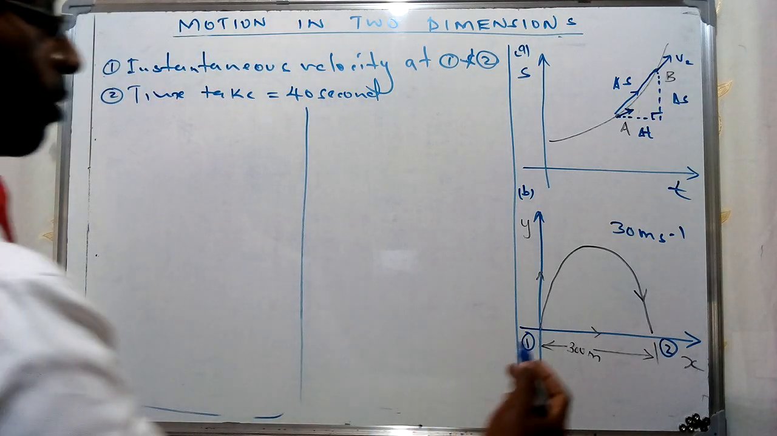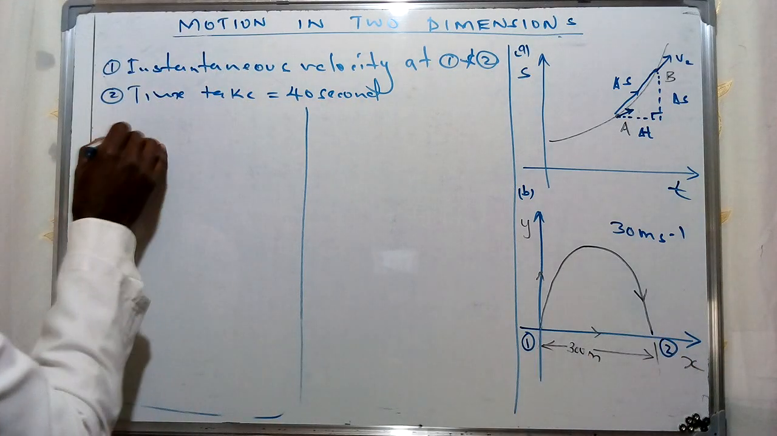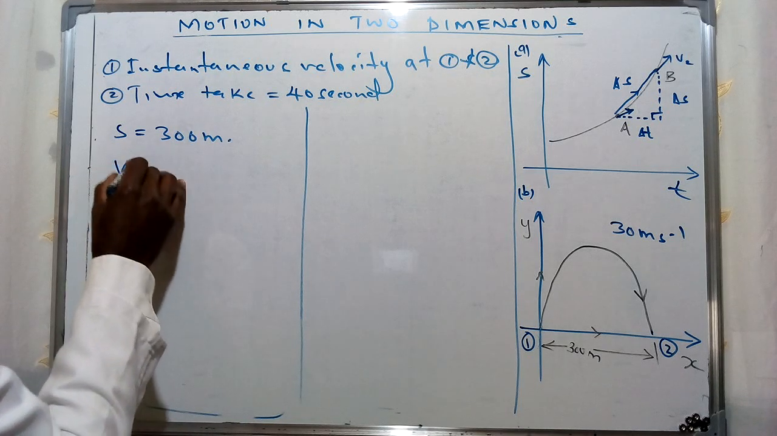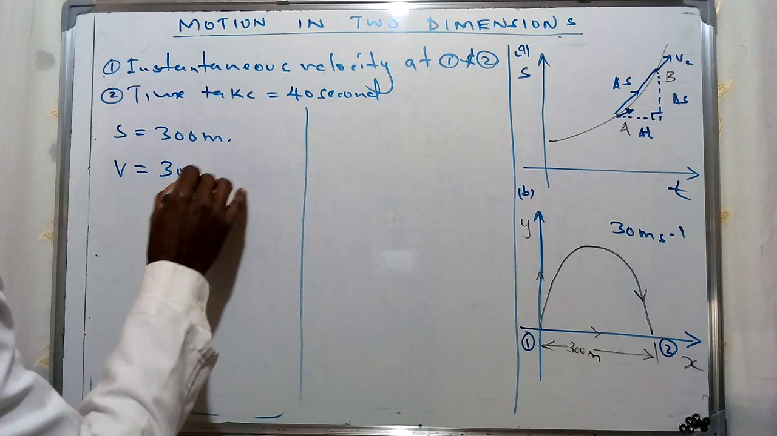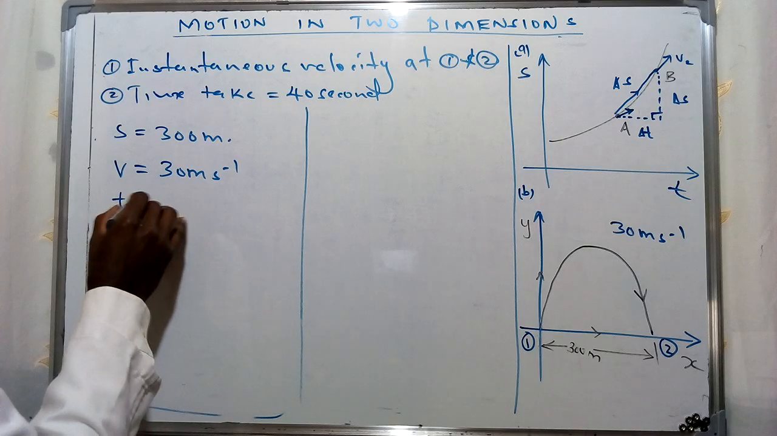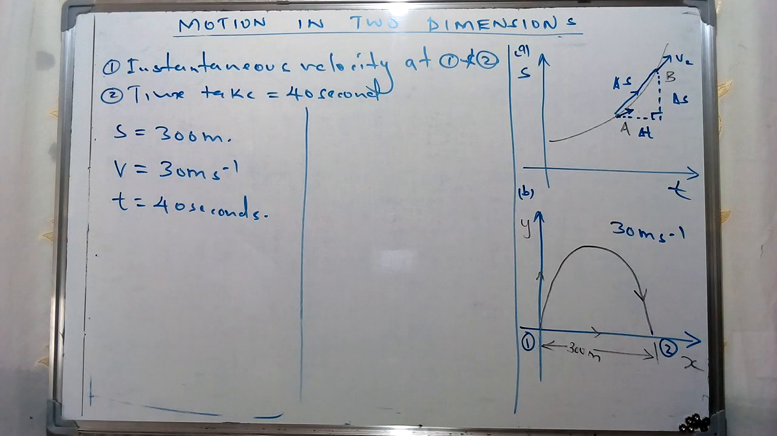So we have been told that a car moves along this racetrack from point A to B, which is 300 meters, and the speed is 30 meters per second. We have been told that the time taken is 40 seconds. If we are required to find the instantaneous velocity at points 1 and 2, we see that the instantaneous velocity is tangent to the curve, and it is equivalent to the magnitude of the speed of this car.